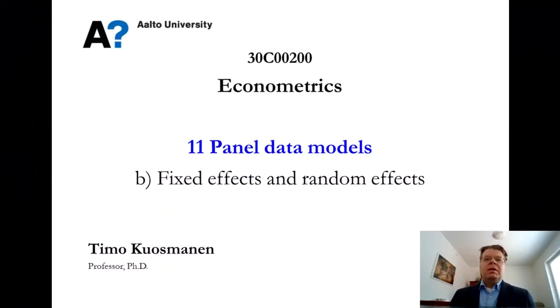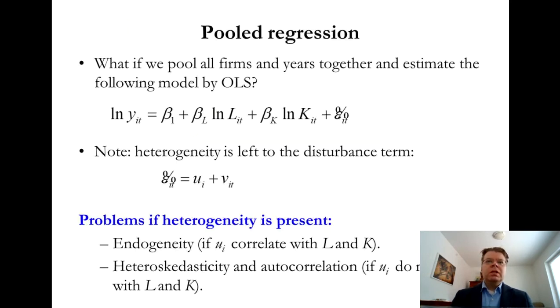In the second video lesson on panel data models, I will introduce you to the classic fixed effects and random effects approaches. Recall from the previous lesson that the central theme in panel data econometrics is the modeling of the latent heterogeneity term u_i. The econometric problems are that if this u_i correlates with the explanatory variables, then we have the endogeneity problem. And if not, then we still need to deal with heteroscedasticity and autocorrelation somehow. So this is really the distinguishing feature between the fixed effects versus random effects approaches that I will discuss later.